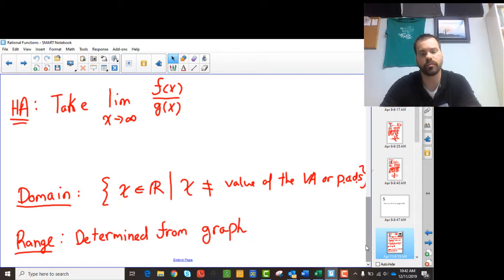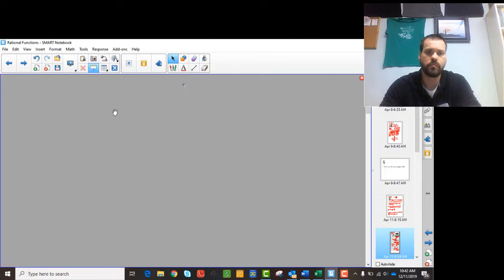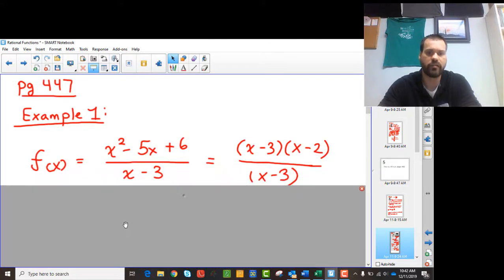Let's go through an example, and we'll refer back to what I said here, but those are the steps. Here's an example: x squared minus 5x plus 6 divided by x minus 3. The first thing we do is factor everything. The top is a quadratic, so it factors as x minus 3 times x minus 2. The bottom is just a single term, x minus 3, so it doesn't really factor. It just continues to be there.